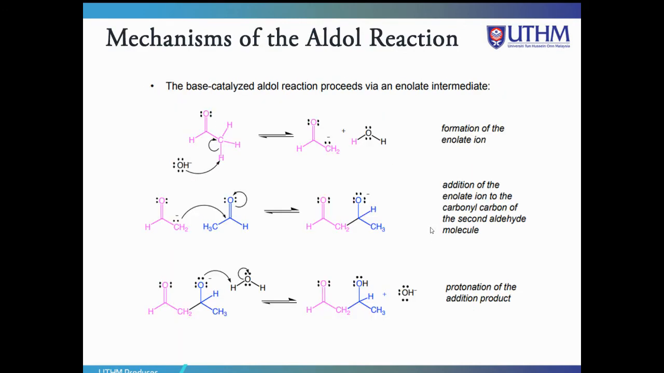Mechanism of the aldol reaction. The base catalyzed aldol reaction proceeds via an enolate intermediate. It starts with the formation of the enolate ion, and then the addition of the enolate ion to the carbonyl carbon of the second aldehyde molecule will produce this intermediate. Then protonation of the addition product will produce the final product, as shown here.